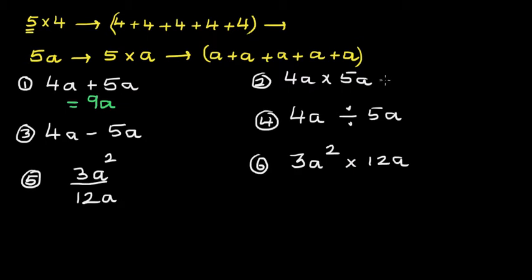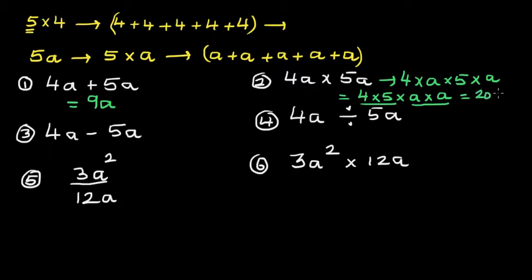Here, you can't really read it as 4 lots of a times 5 lots of a. Of course that is there, but here we're going to expand this out. So this is 4 times a times 5 times a. Writing this in an order, this is the same as 4 times 5 times a times a, because when you're multiplying, you can multiply in any order. So this is 20 times a squared. A times a becomes a squared. And that is 20a squared.